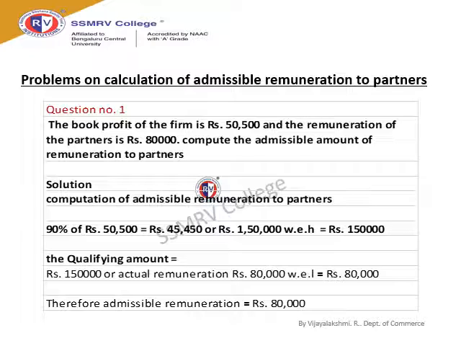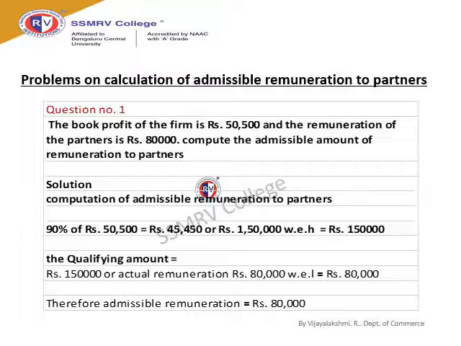The book profit of the firm is rupees 50,000 and the remuneration of the partners is rupees 80,000. Compute the admissible amount of remuneration to the partners. Here you are given the book profit 50,000 and remuneration paid to the partners is 80,000. You need to find out what is the admissible amount of remuneration. That is, what is the exemption that can be claimed by the partners.